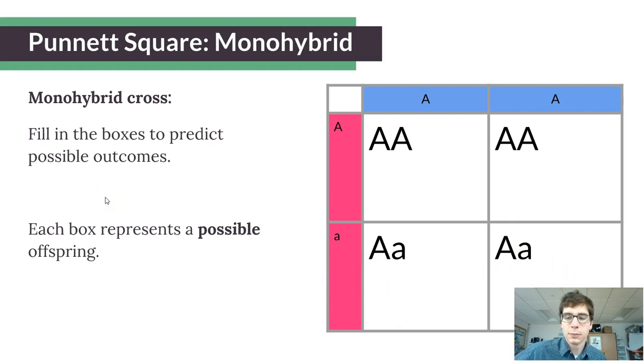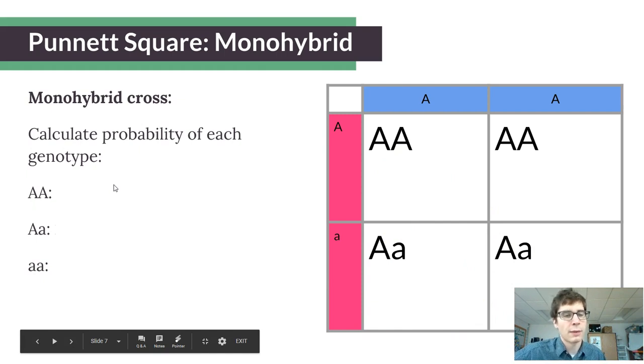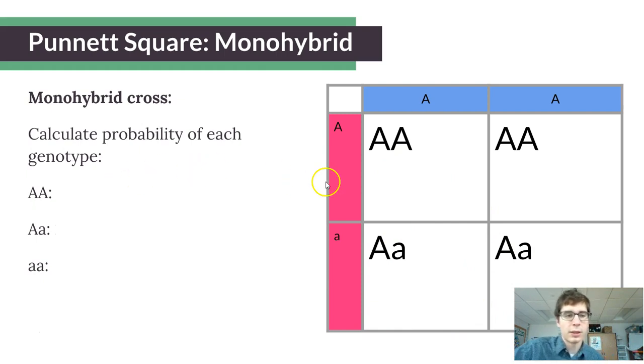Okay? But it does not mean that every time mom and dad have a child, they're going to have 4 different kids with these exact phenotypes or genotypes. It is just a possibility. Okay, and now we can go through and calculate the probability of each genotype. So we can say for capital A, homozygous dominant, we have 2 out of the 4 outcomes look like that. For the heterozygous combination, we had 2 out of the 4. And for lowercase a, homozygous recessive, we had 0 out of 4.